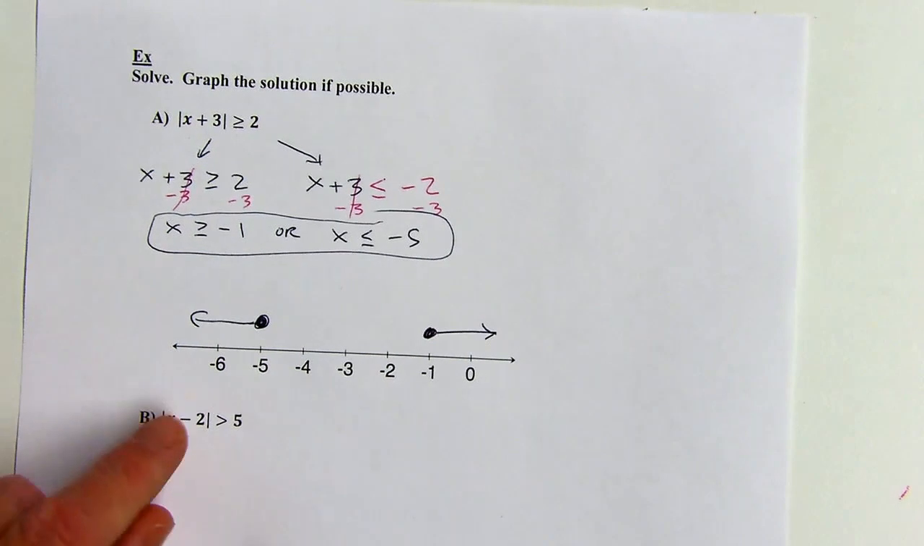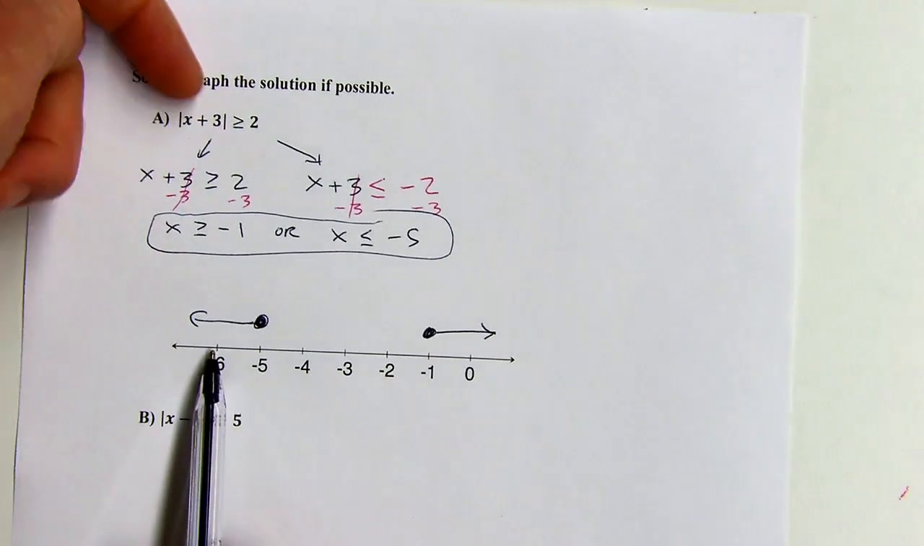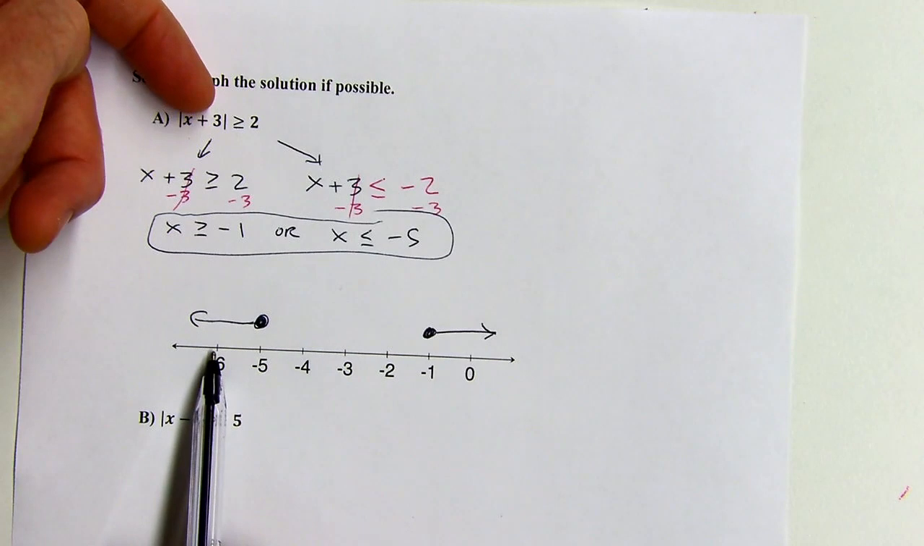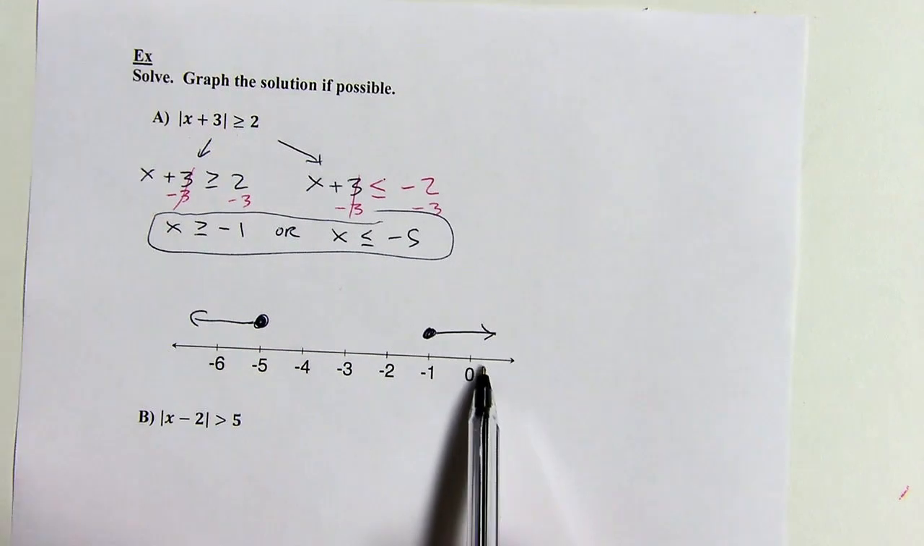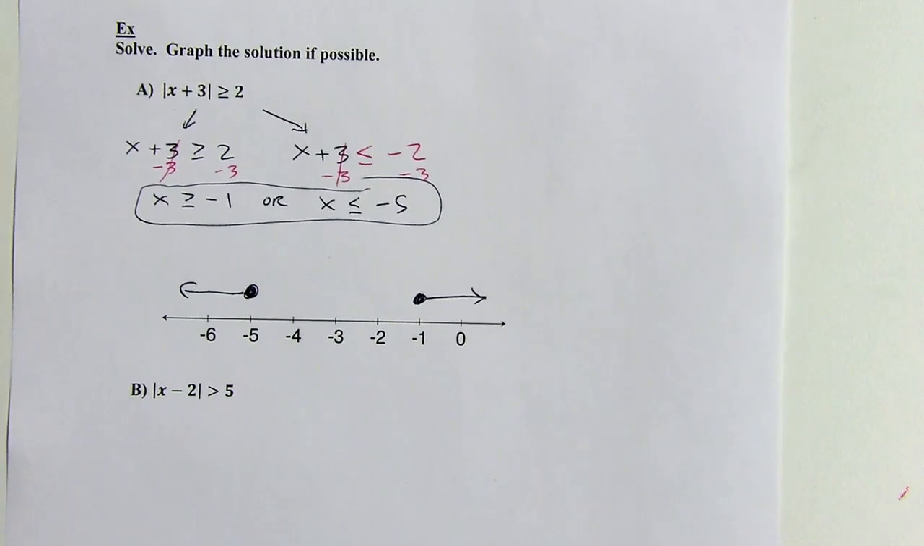Okay, and you can always test these out. You can pick a number that should be in the solution region, like -6, and try it out, and it should work in the inequality. It should give you a true statement. Or if I plugged in 0, that should also work. Okay. All right, so let's try another.